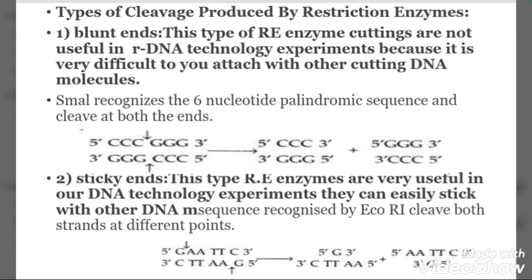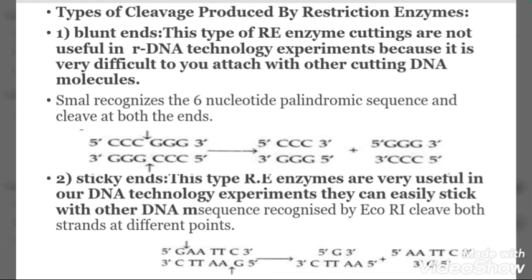Next, types of cleavage produced by restriction enzymes. There are two types: one is blunt ends and the second is sticky ends. Blunt end cuts by these RE enzymes are not useful in rDNA technology experiments because it is very difficult to attach them to other cut DNA molecules.